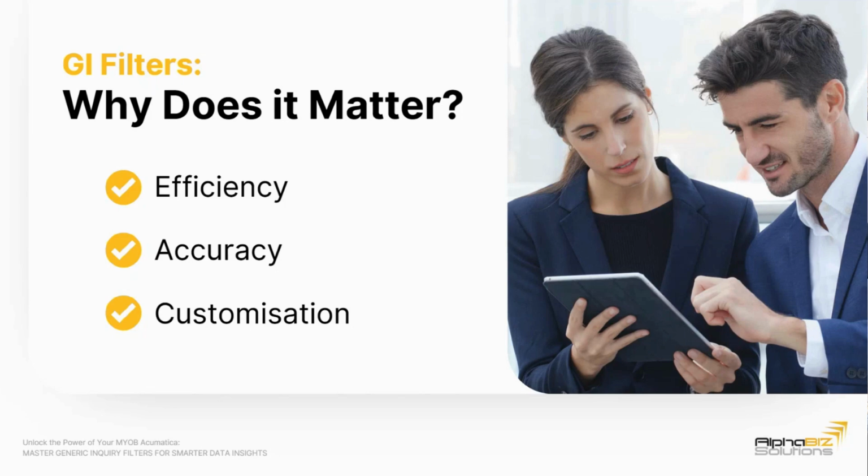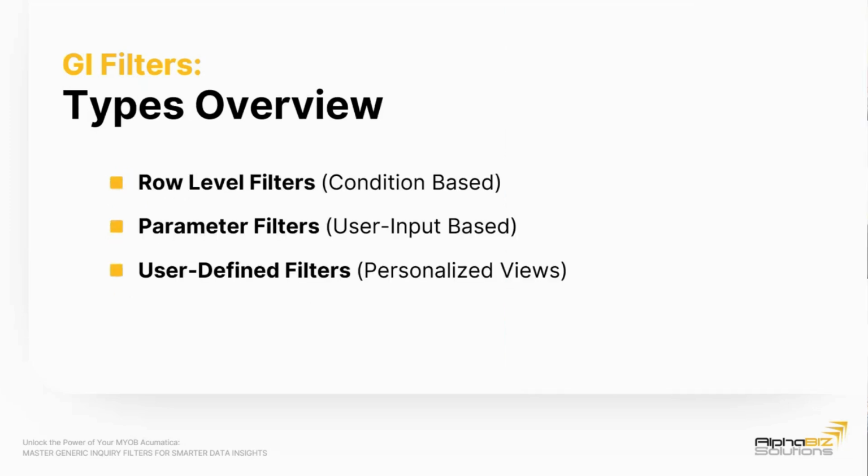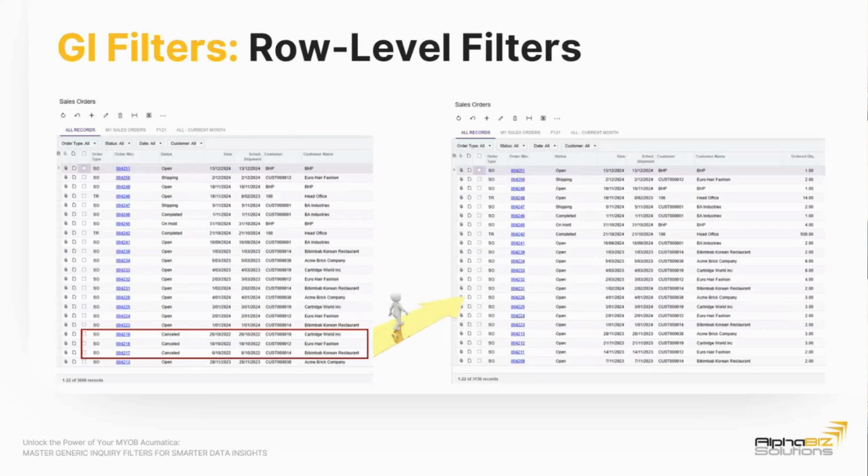Now let's explore different types of GI filters. You have three types of GI filters: row level, parameters, and user-defined filters. I will be going through a step-by-step process on how we can use your GI filters more effectively. First off, we have our row level filters.